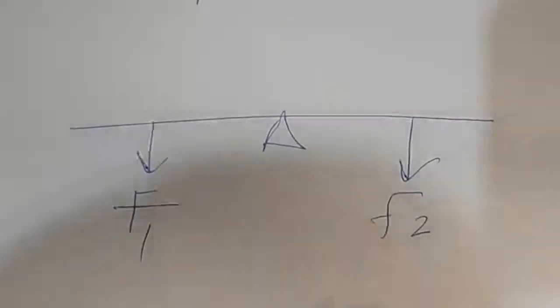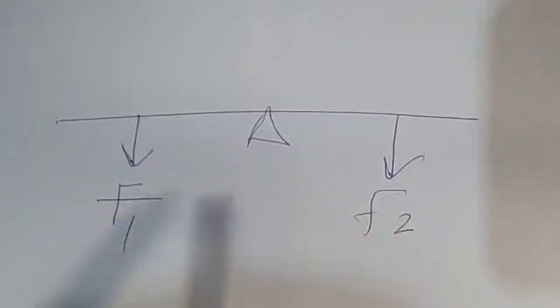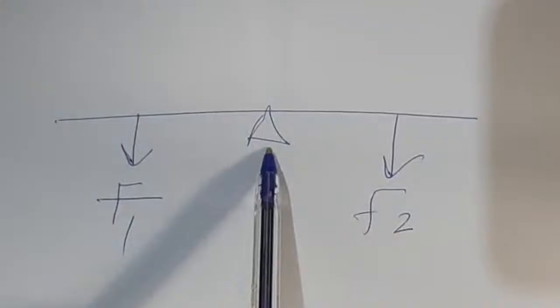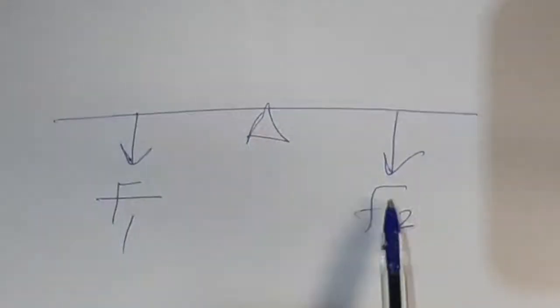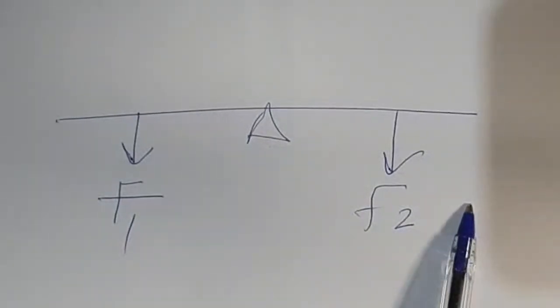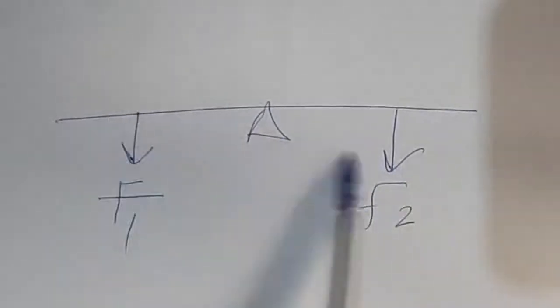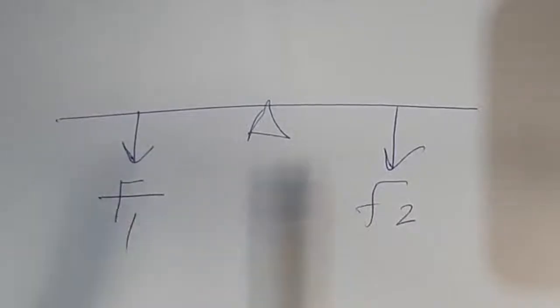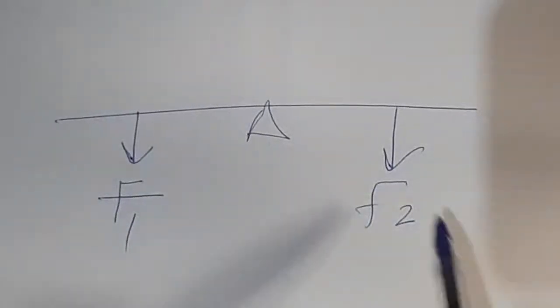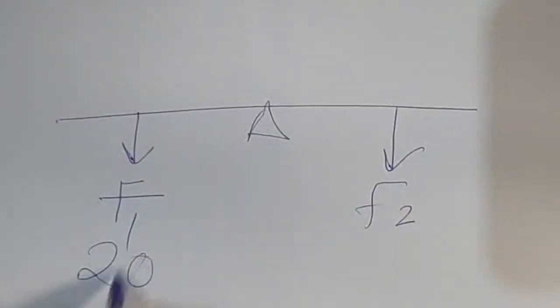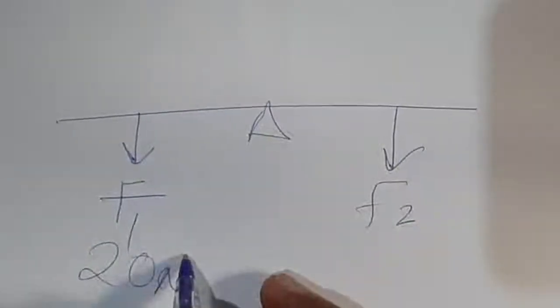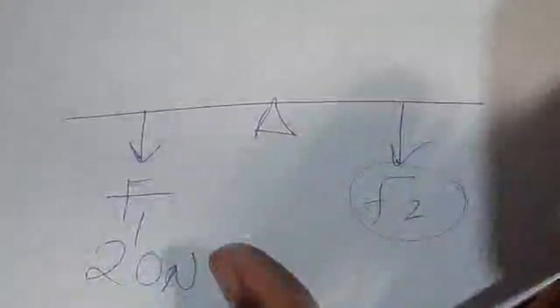It could be network. Okay, so now here we have a pivot, then we have two objects. Here where you have two objects, you cannot handle these on their own. So now the examiners will give you one force. Let's say they give you 20 newtons here, and then for force number 2, they don't give you anything.